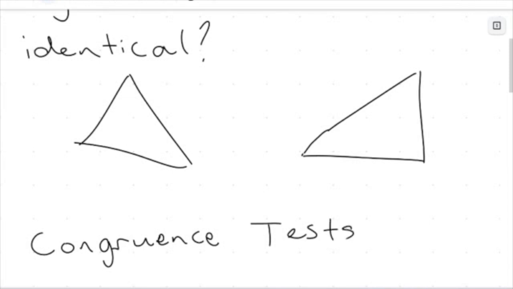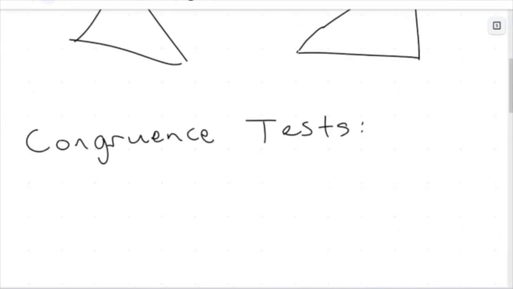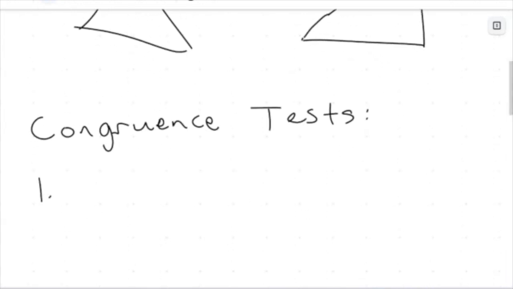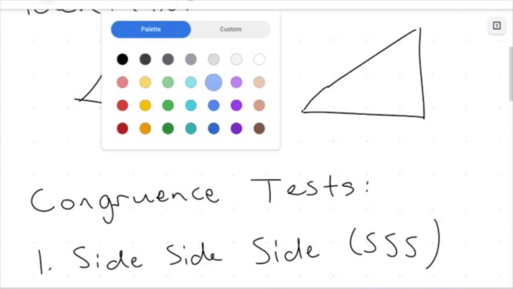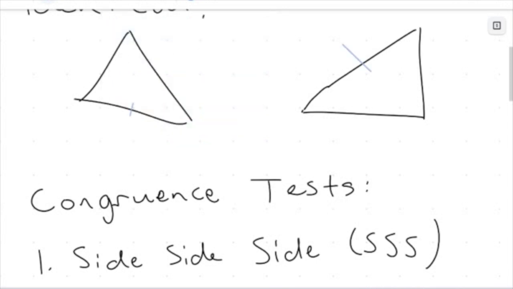Whoops. And these are these little tests that tell us whether two triangles are identical. This first one is that three sides of the triangle are equal to three sides of another triangle. And this test is called side, side, side, or SSS for short. So once again, that means that each one of these sides will need to be equal for us to say that these two are identical.